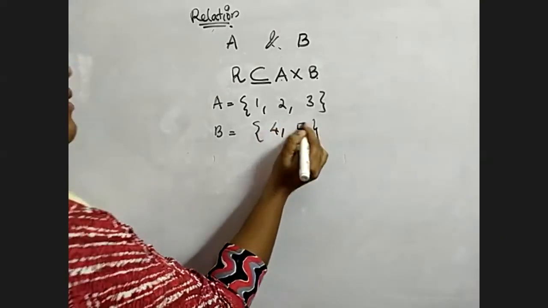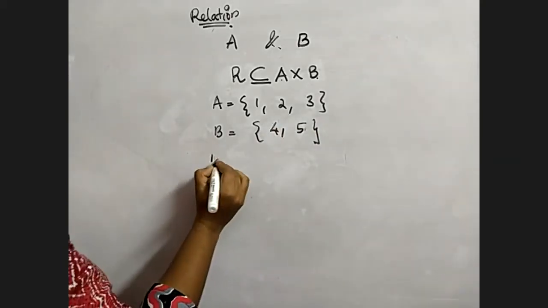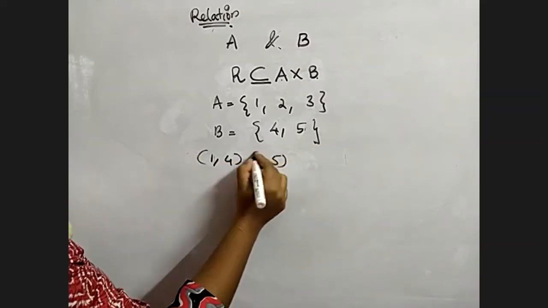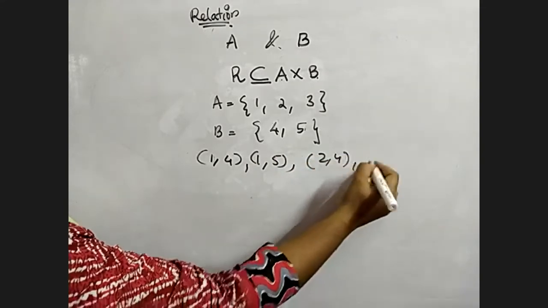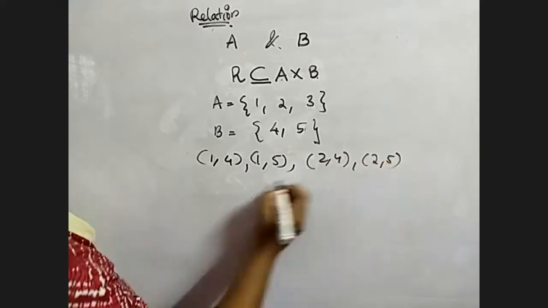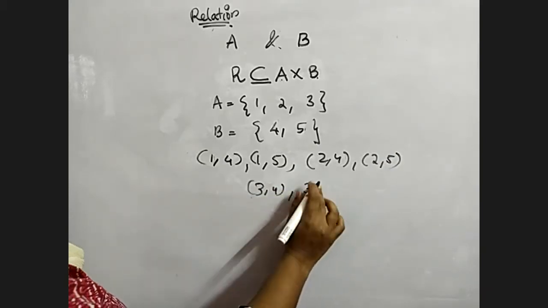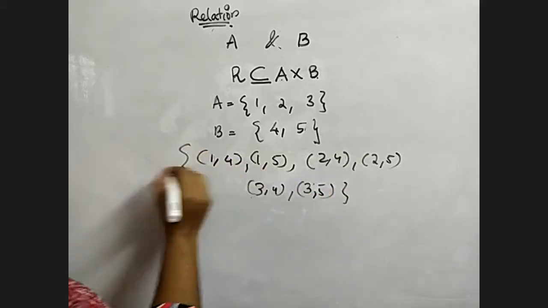4, 5. So I can write a relation. That is (1, 4), (1, 5), (2, 4), (2, 5), (3, 4), (3, 5). So this is an example for a relation from A to B.